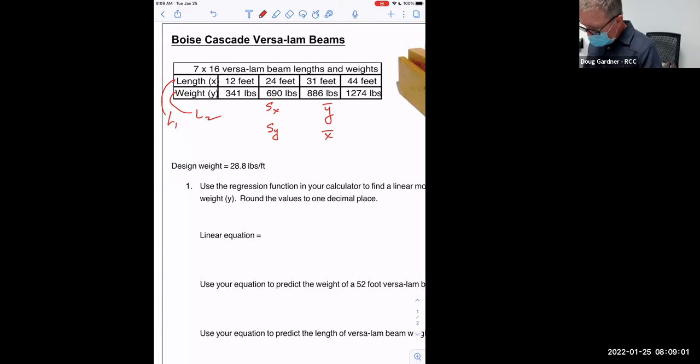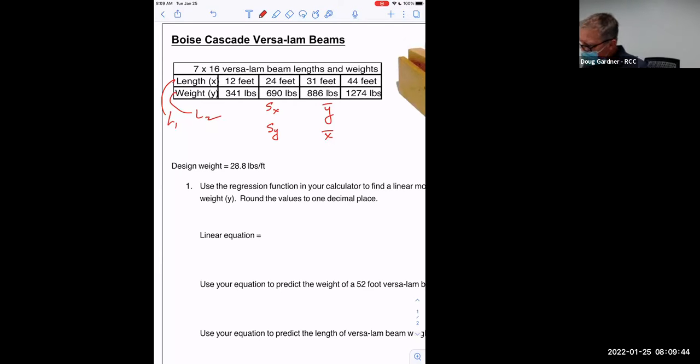So list 1, list 2: 12, 24, 31, 44. Should have data in there from yesterday. You need to delete 341, enter 690, enter 886, enter 1274, enter. Double check that you didn't type them in wrong, just so that that doesn't leave you distracted. 144, 51, 696.